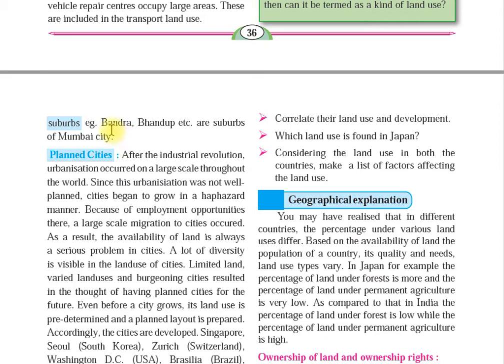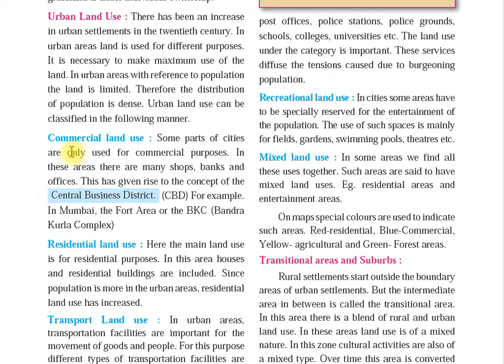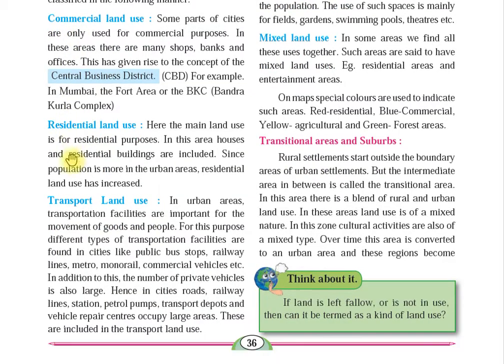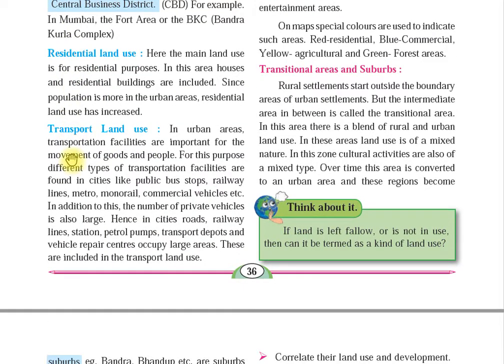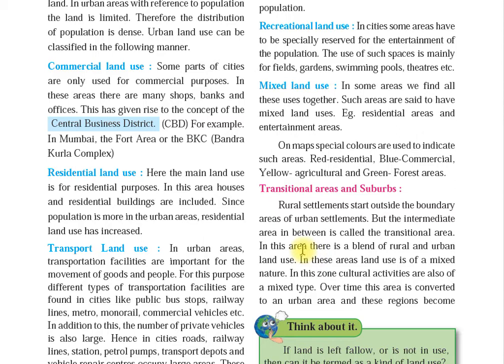Okay students, hope you have understood urban land use. What we have discussed in urban land use: we have discussed commercial land use, residential land use, transport land use, then we have seen recreational land use, mixed land use, and transitional areas and suburbs.